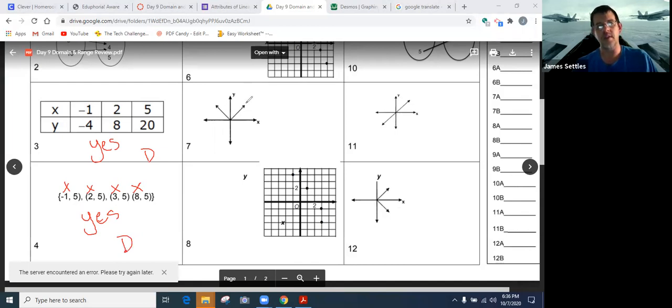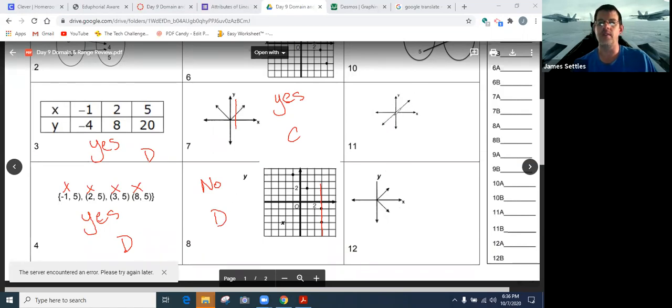Number 7, make sure you don't get tricked here. It's the V. This x-axis is not a part of it. So on this V, if I put a vertical line, it's only going to touch once. So yes, this is a function. And then it's a graphed line, so it's continuous. If we draw vertical lines right here, it touches twice, so no, it's not a function. And then dots are discrete.